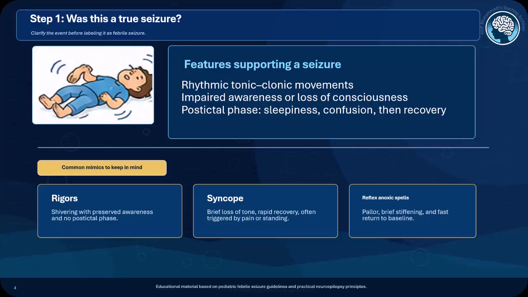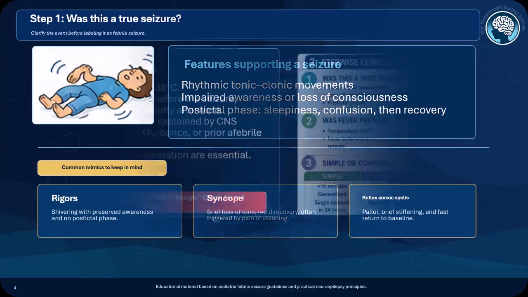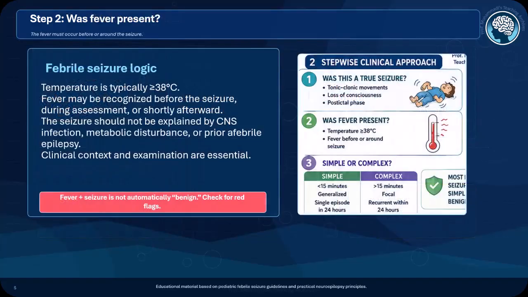The next question is whether fever was truly present before or around the seizure. In febrile seizures, the temperature is usually 38 degrees Celsius or higher. The fever may be recognized before the event, during the assessment, or shortly afterward. Therefore, we should interpret the timing clinically, not mechanically.